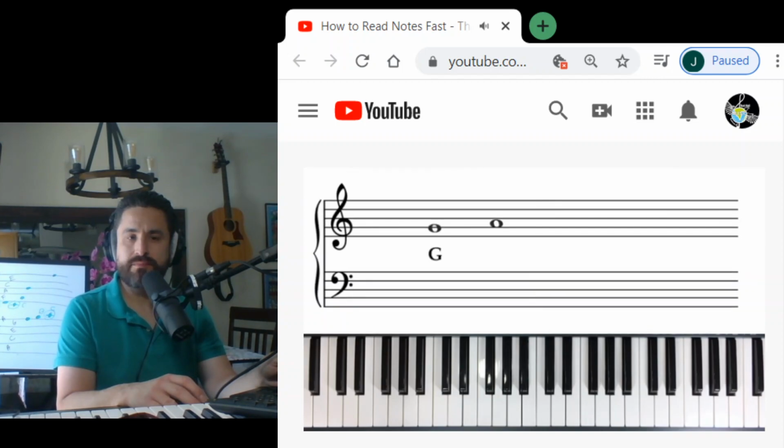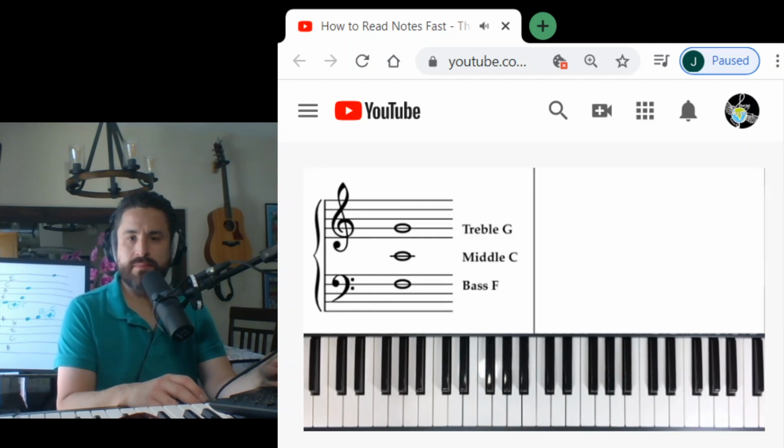Now that we've memorized these landmarks, figuring out the notes around them is easy. If this is G, what is this note? Well, it's right above G, right? So right above G is A. And this note here, what would that be? Well, it's right above middle C, so it's D. And this note here, it's below F, so it's E.